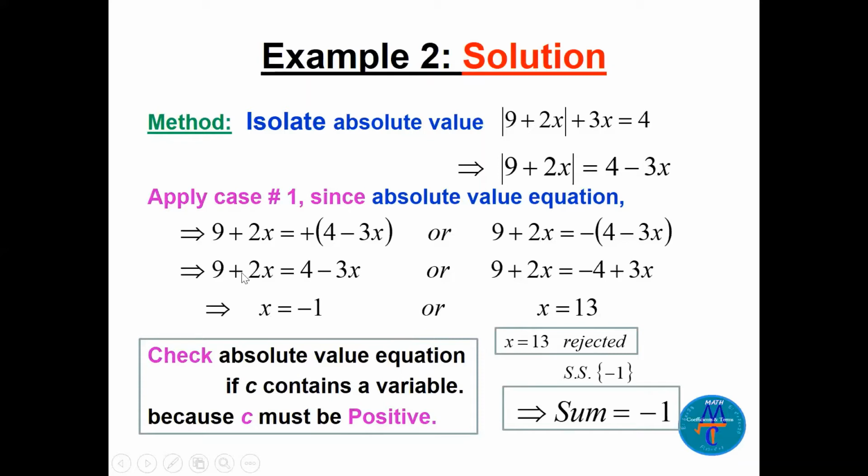So the only solution is minus 1 and the sum is minus 1. You cannot say the sum is 12 here, minus 1 and 13. If you say the sum is 12, that's wrong. Let's take a harder question.